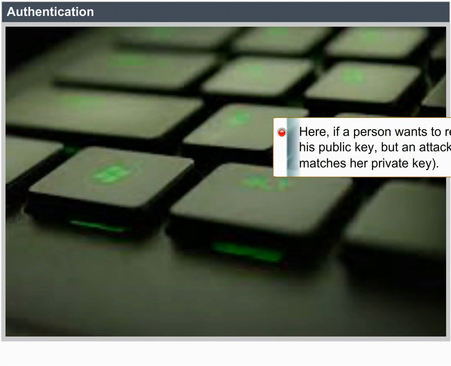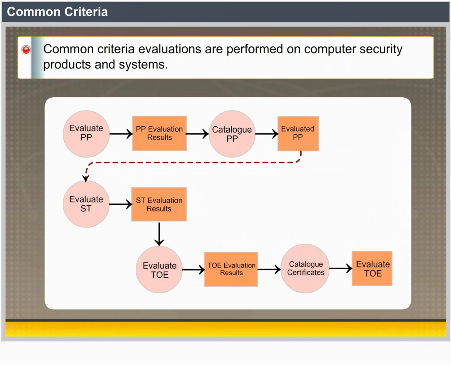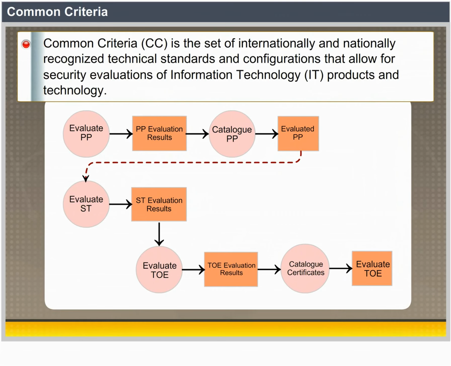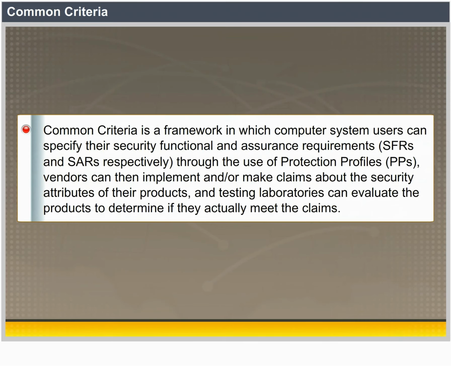Common criteria. Common criteria evaluations are performed on computer security products and systems. Common criteria (CC) is a set of internationally and nationally recognized technical standards and configurations that allow for security evaluations of information technology (IT) products and technology. The individual set of common criteria technical standards or configurations developed for a specific product or technology is qualified as a protection profile. Common criteria is a framework in which computer system users can specify their security functional and assurance requirements, SFRs and SARs respectively.